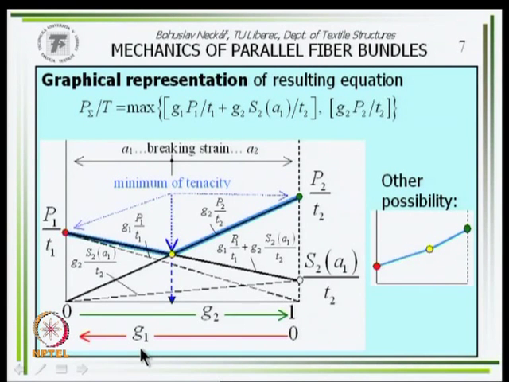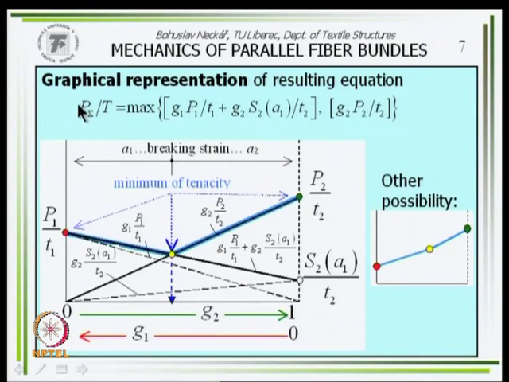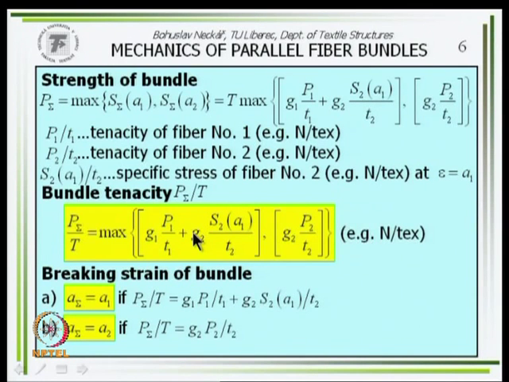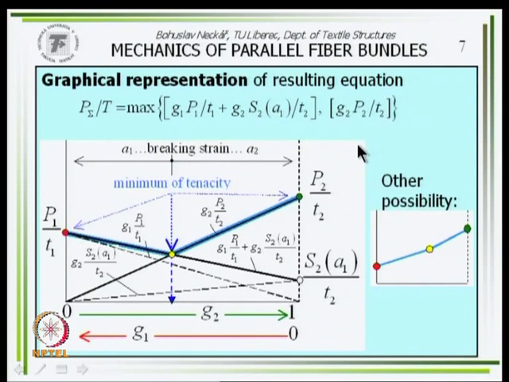Now let's look at the graphical interpretation of our equation. Our equation is, I'll rewrite it here, the same as this one. Well, and we want to create some graphical interpretation of this equation. G1 and G2 are the mass portions of the first and second material.